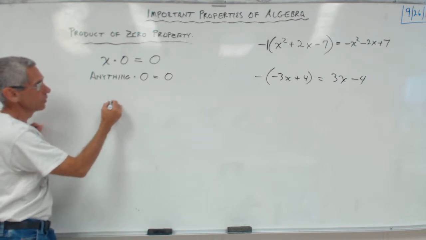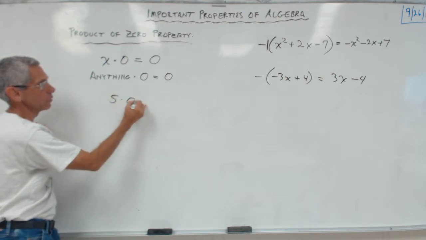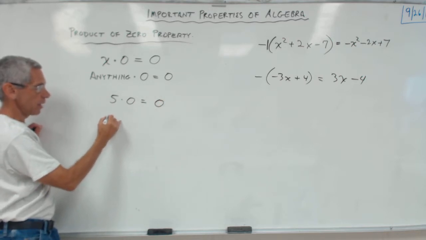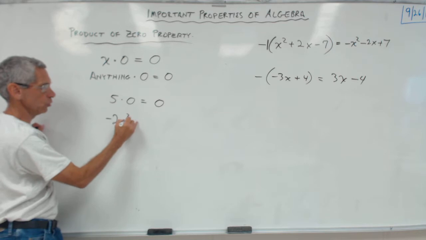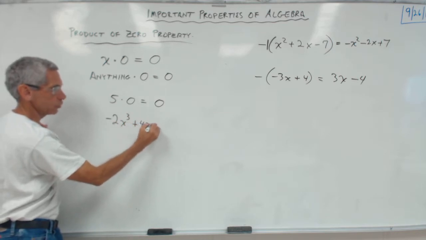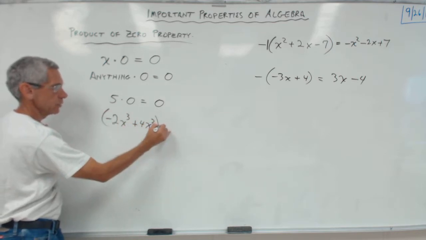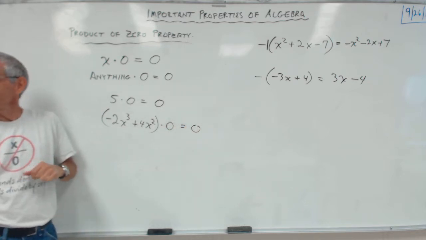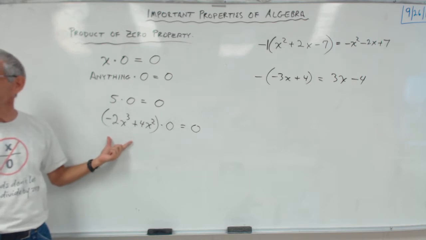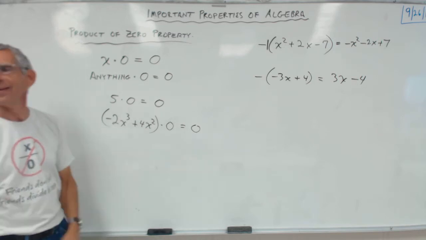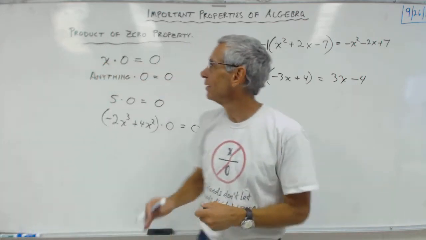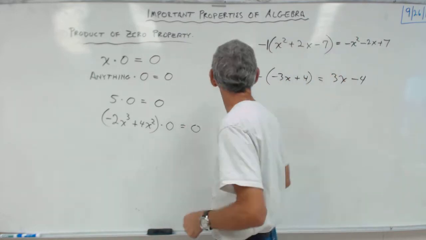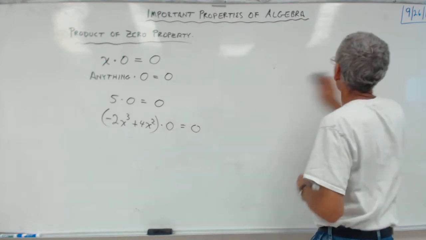What if I gave you 5 times 0? What would that equal? 0. What if I gave you negative 2x cubed plus 4x squared times 0? 0, right? Doesn't matter how bizarre and weird something is. If it's being multiplied times 0, it's nothing. It's absolutely nothing. Lazy person's best friend. 0 eats everything. The black hole.